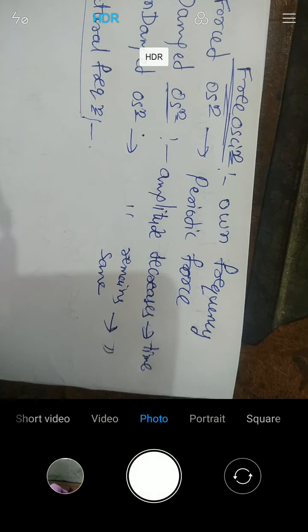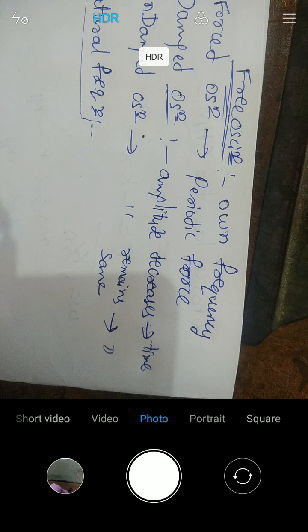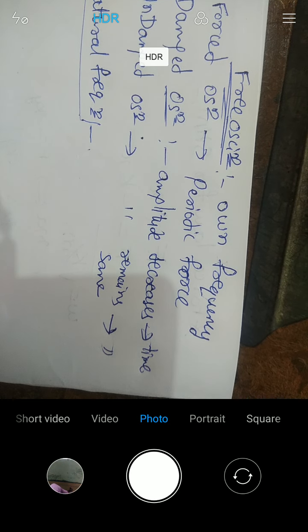Then resonance, the last part. Suppose you consider one object that is subjected to a periodic force. When the natural frequency of the object matches the frequency of the periodic force, that object oscillates with a large amplitude. These oscillations are known as resonant oscillations, and this phenomenon is known as resonance.